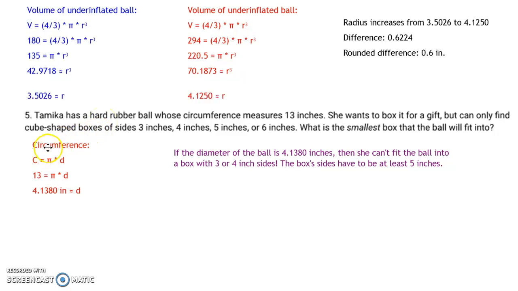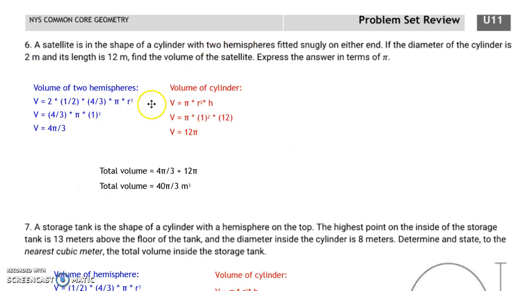In this case, there was a quick way to solve it. It says circumference is 13 inches, which means the diameter is going to be 4.1380 inches. I just divided both sides by pi. Once I know the diameter is 4.138, that means it can't fit into a box that is 4 inches on each side, because there's 0.1380 inches that are going to be left over. That means the box's sides have to be at least 5 inches.